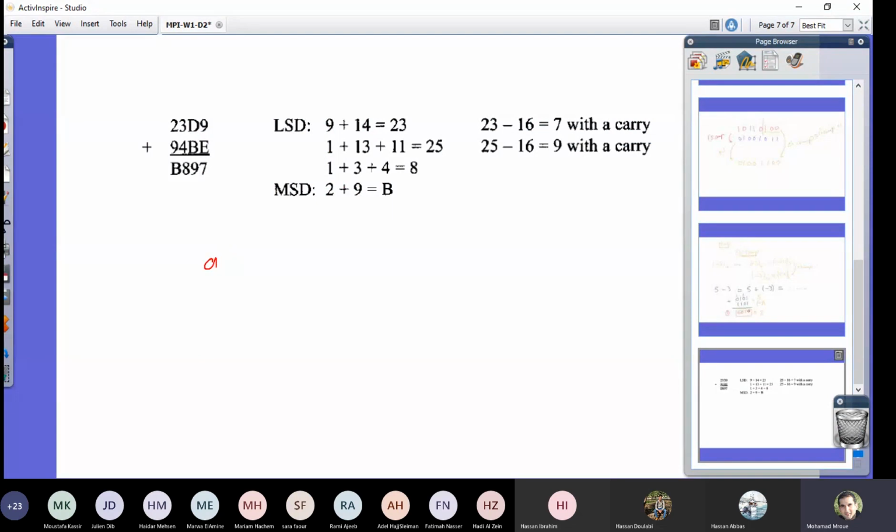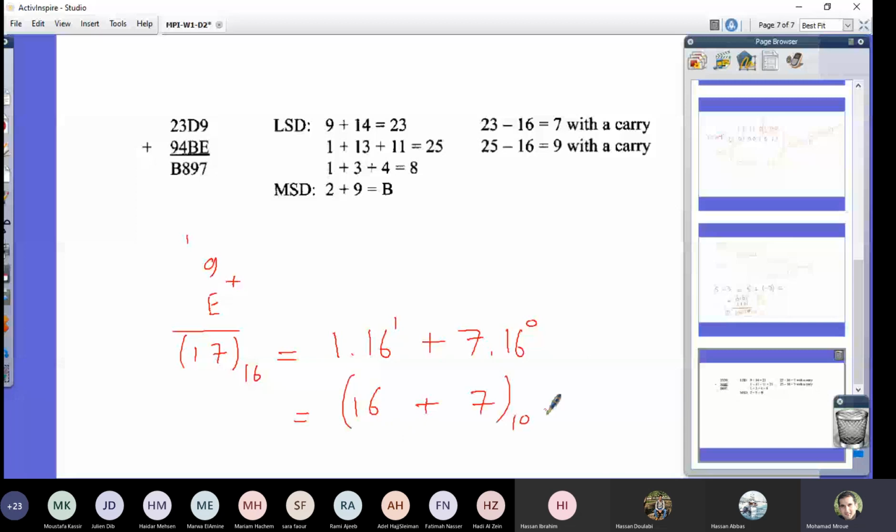So we can say that 9 plus E, which is 14, gives simply 17 in hex. Okay, that gives here 7 and a carry of 1, meaning 1. Now, notice that this is base 16, which is 1 times 16 power 1 plus 7 times 16 power 0, which is 16 plus 7 in base 10. Okay, that is 23 in base 10.